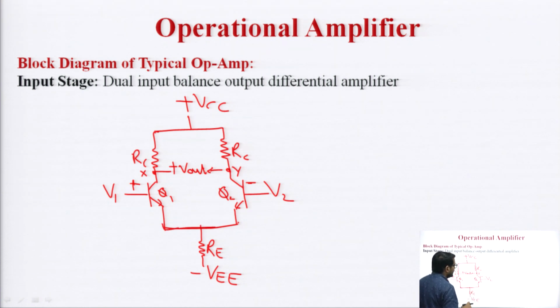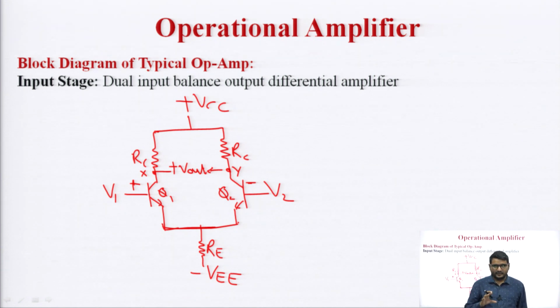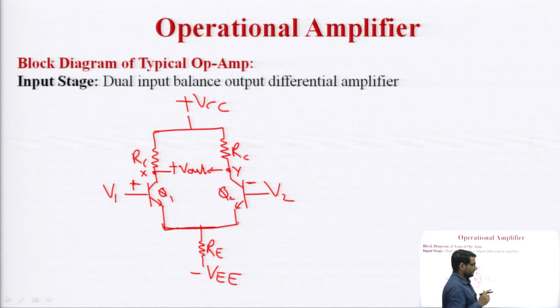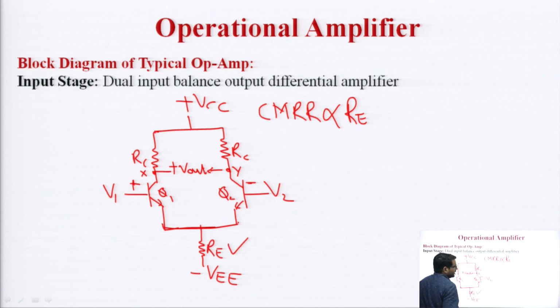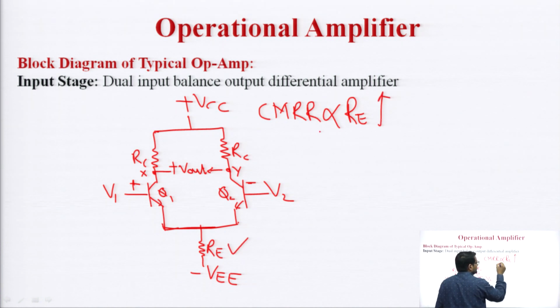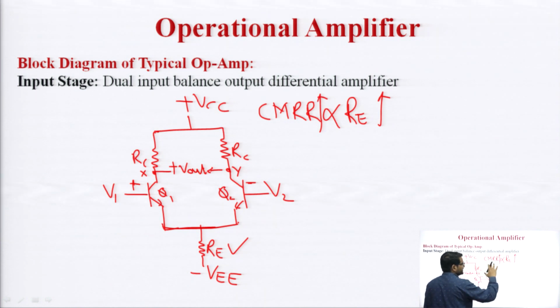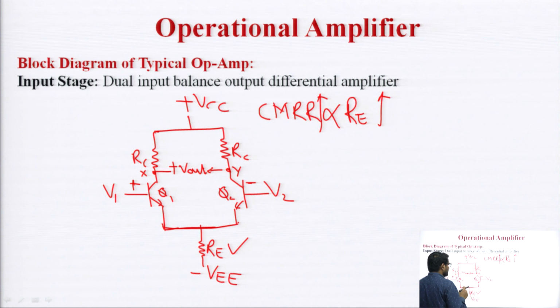So, the first point: it is used for a high voltage gain and a high value of CMRR. If you do the derivation, the common mode rejection ratio, CMRR, is directly proportional to RE, the emitter resistance. We see here the RE. If we increase RE, CMRR will increase. Second point, it has a differential amplifier at the first stage, dual input, dual output or a balanced output.